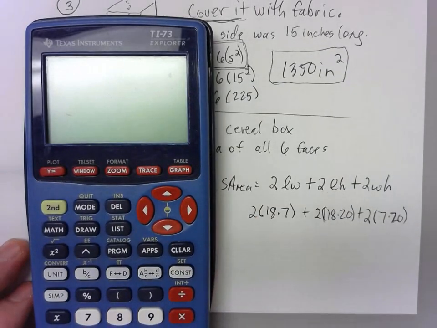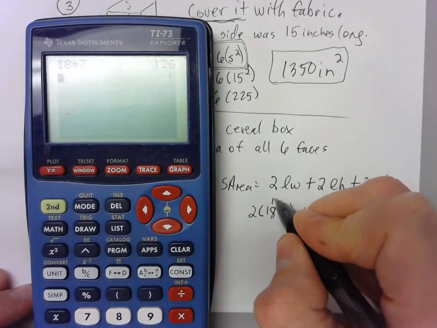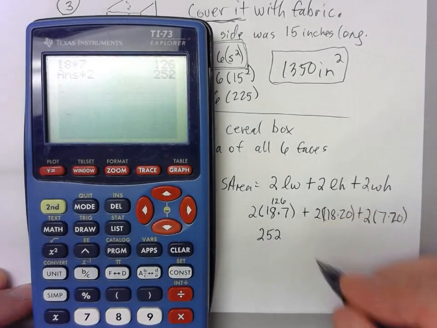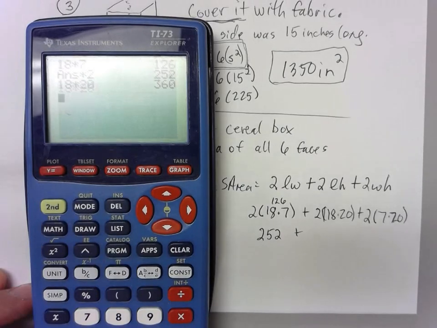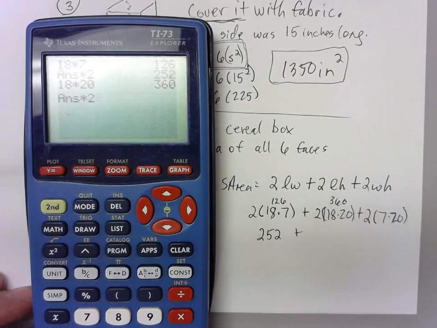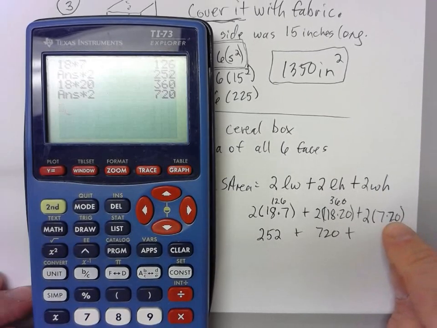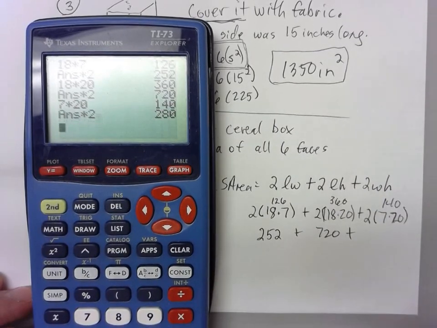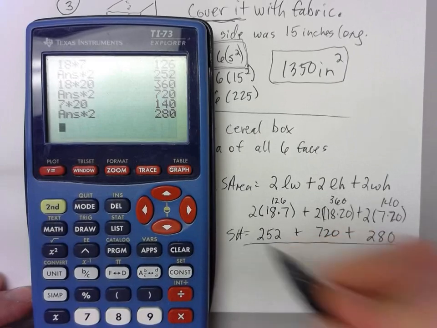Alright, so I'm just going to do it one step at a time. So 18 times 7 is 126, and there are 2 of those, so that's 252 for the 2 of them. 18 times 20, okay, that would be for the front and the back. That's 360. And there are 2 of those, the front and the back. So you're going to multiply that by 2. And that's 720. And then over there where the nutrition information is, okay, the skinny side, that's 7 times 20, which of course is 140. And 2 times 140 is 280. Alright, then you have to add all those together to get the total surface area.